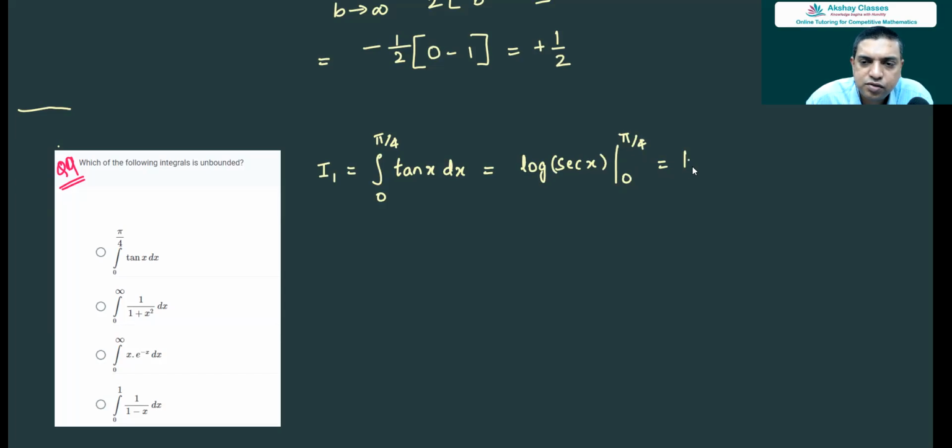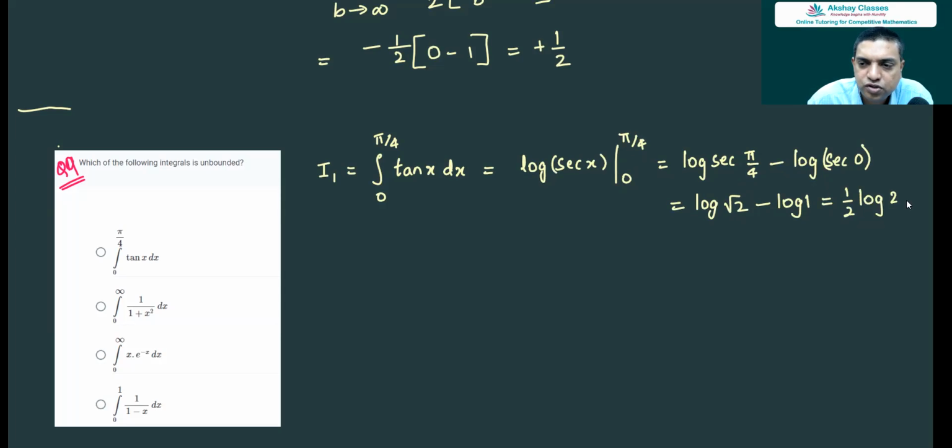Now this is log of secant pi by 4 minus log of secant 0. Secant 0 is 1 and secant pi by 4 is √2. So log 1 is 0. So you get half log 2. So it is a convergent integral.